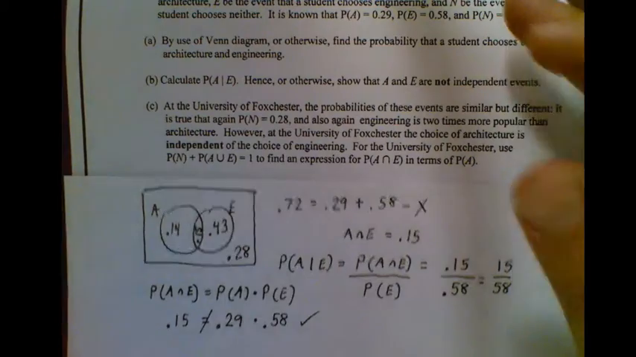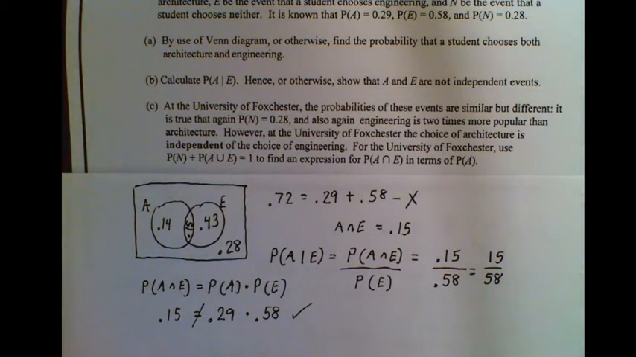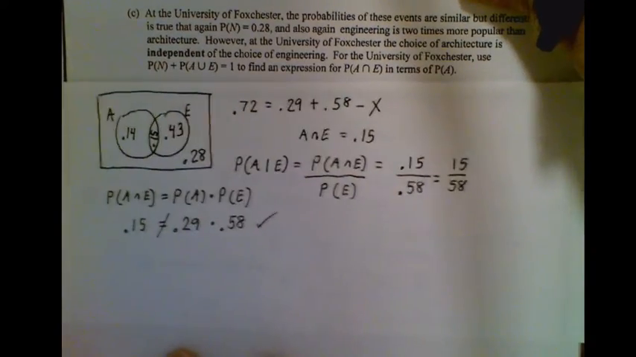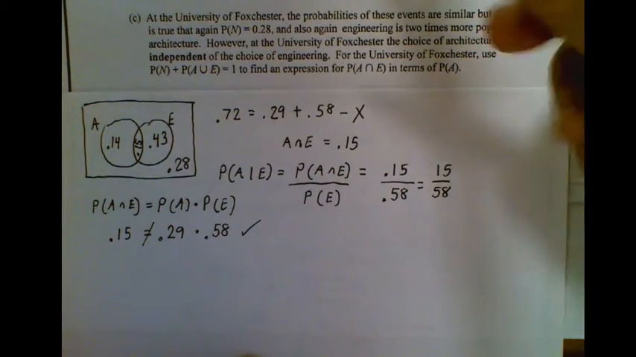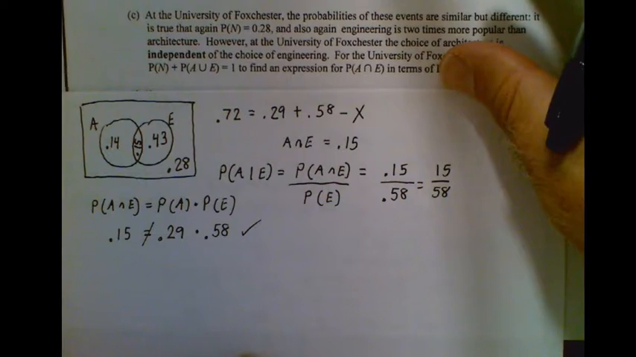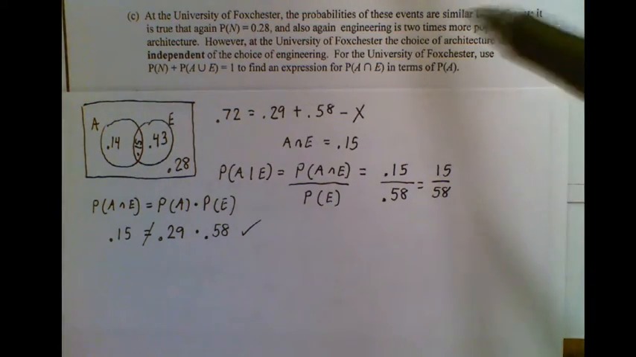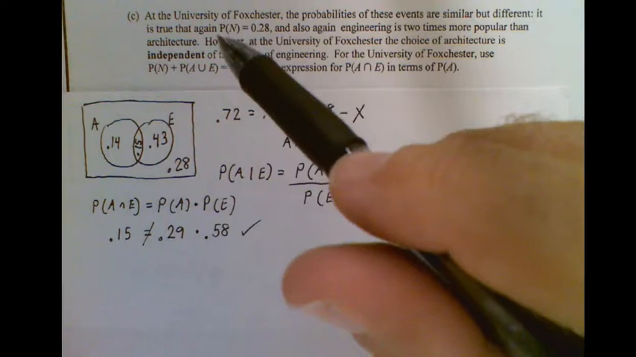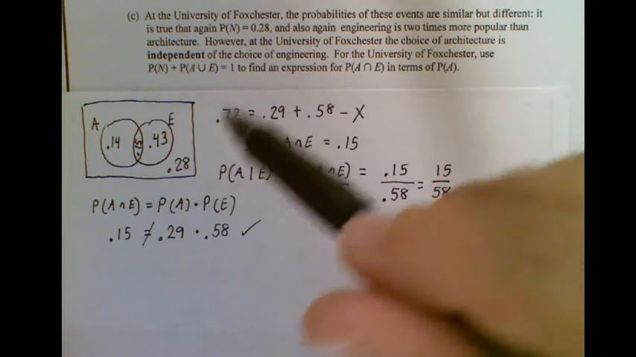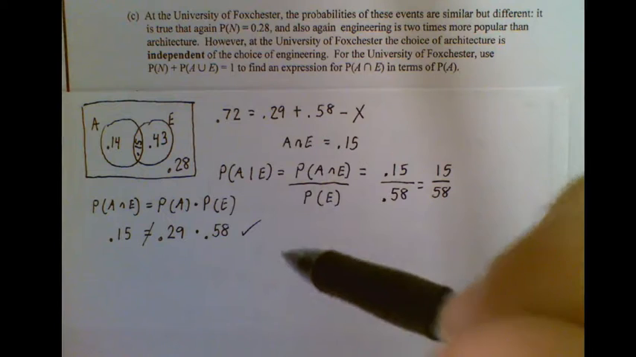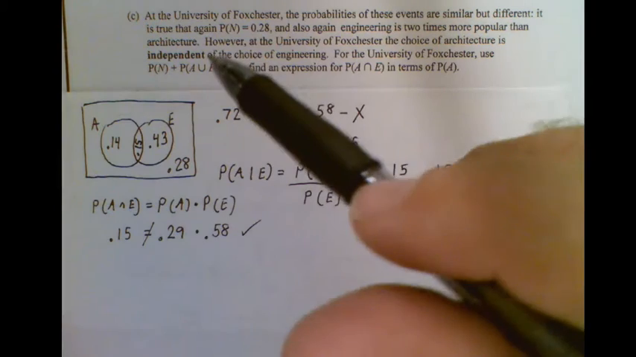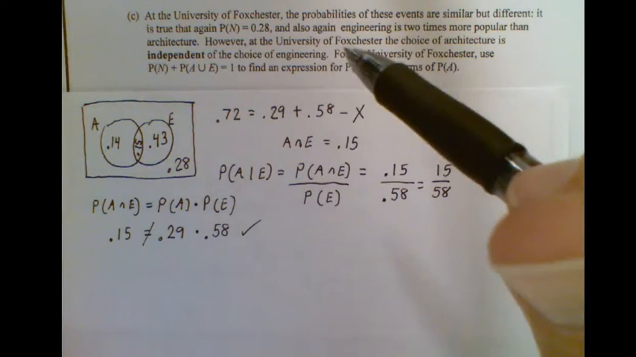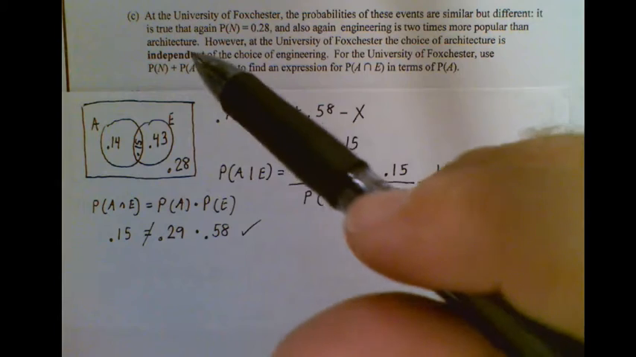All right, moving on. So part C, given a lot of information in here. So this one's a little bit ugly. We got a lot going on here, but we'll just use some formulas to make it work for us. So now they're giving us a new scenario. So it's a different place. Now we're at University of Foxchester. So similar case, but some differences as well. They're still saying that the neither case is still 28%. This is still true. However, we got A is, first of all, independent of E, and we also know that engineering is 2 times more popular than A.